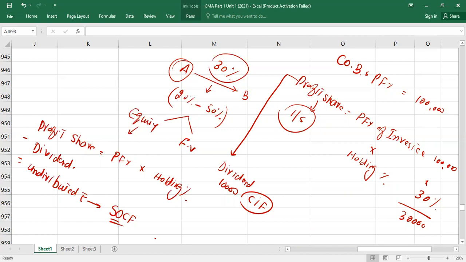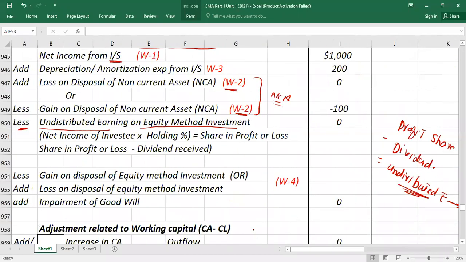Clear? In your exam, maybe straight away he will give you MCQs for this working only. Got it? This value I need as undistributed earnings for the statement of cash flows, and we will deduct it from there. And it's written here how to get it. So first you have to calculate what? You have to take net income of the investee times the holding percentage. This will give you the share in profit or loss. You will take this share in profit or loss minus the dividend received. The remaining value you will adjust. Got it?